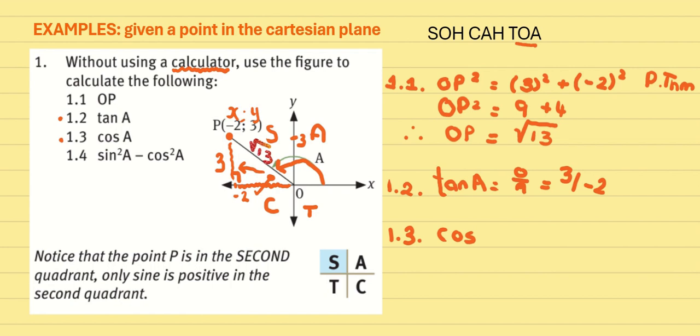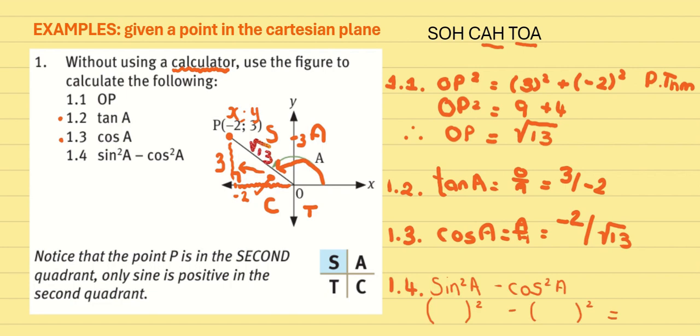The next one is cosine of A, so we go cosine of A. Okay, our acronym tells us that cosine goes with adjacent over hypotenuse, so we start there, we say A over H, and in our case our adjacent is negative 2 over our hypotenuse, which was the square root of 13. And again, just as predicted, cosine should be negative because cosine is negative in that quadrant.